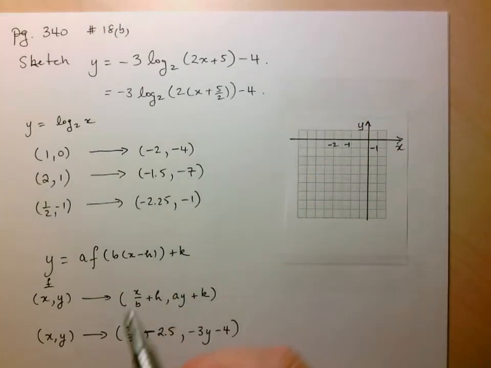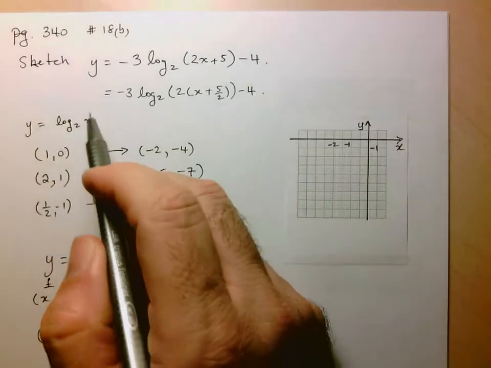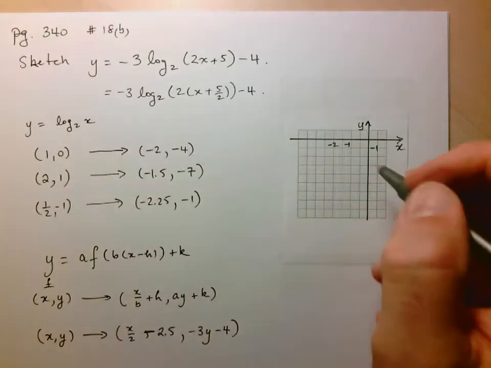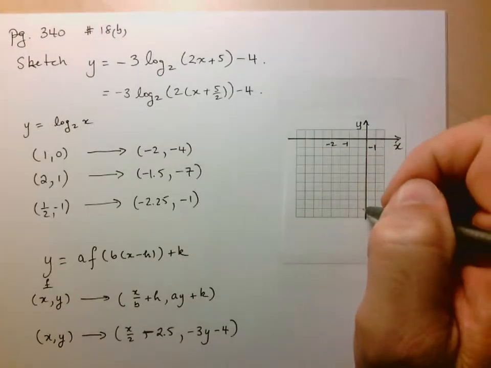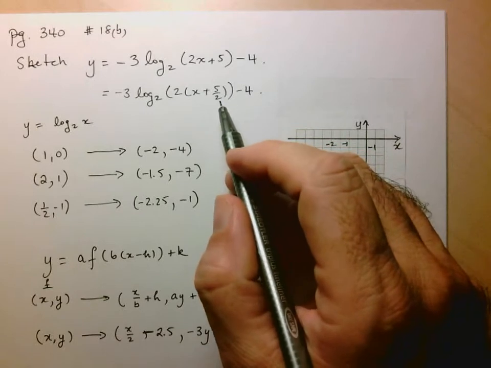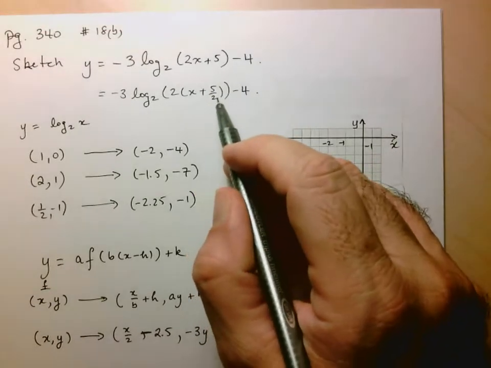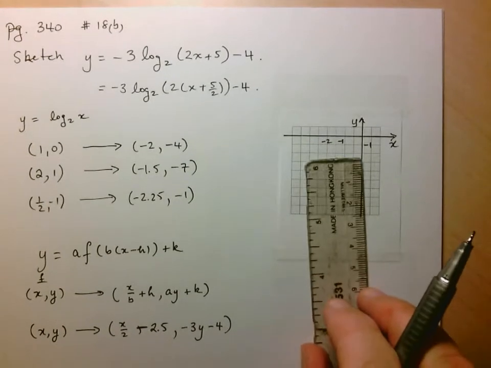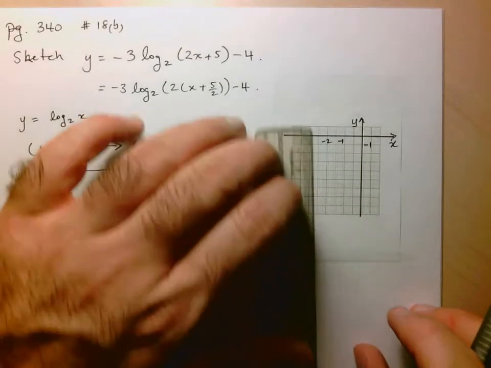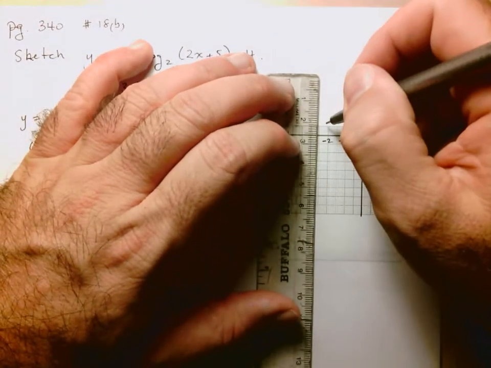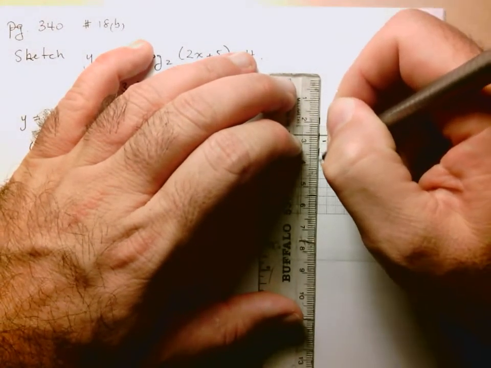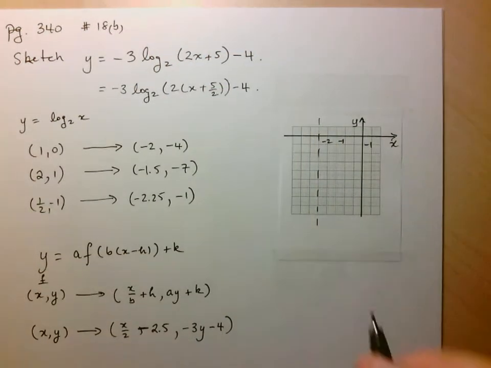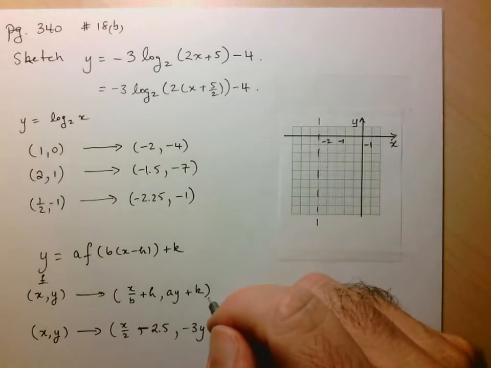Now, the other thing is we know that any logarithmic function has a vertical asymptote at x equals 0. But we're moving this 2.5 units to the left. So that means that my vertical asymptote is now being shifted over 2.5 units to the left. So let me draw my vertical asymptote here. Again, this helps me draw a nice graph. So now it's just about plotting these points.